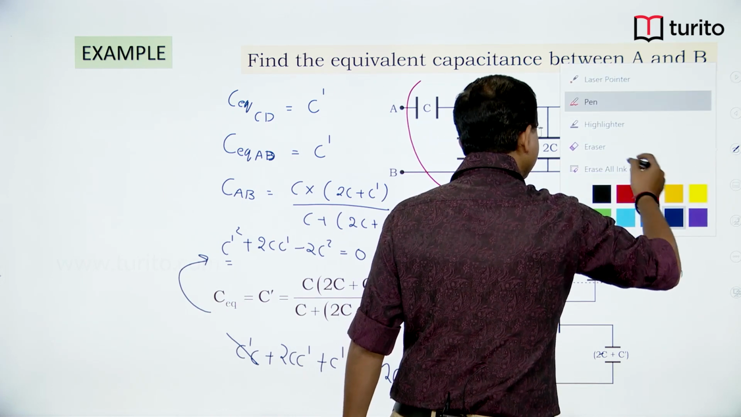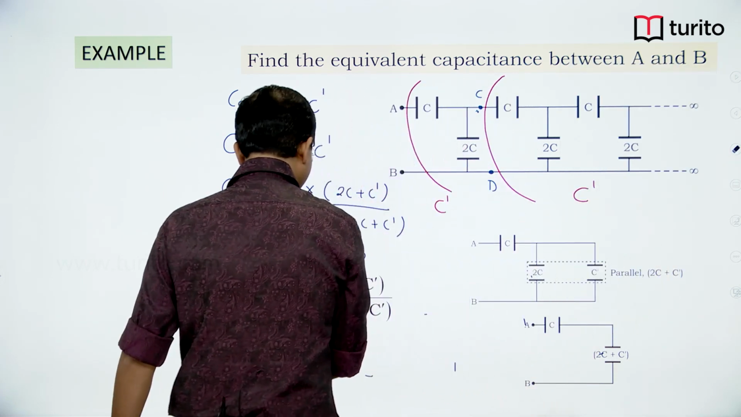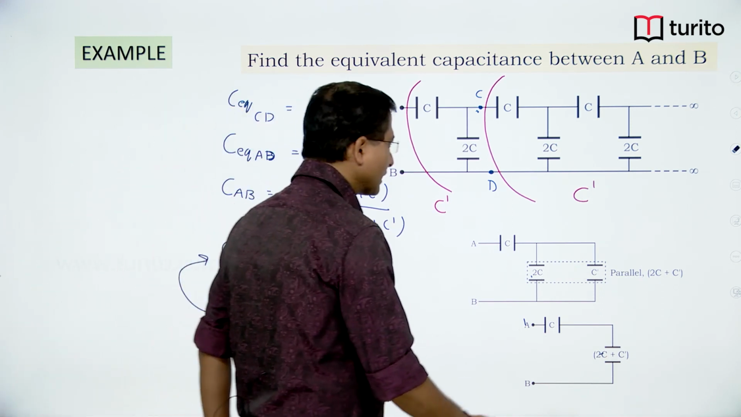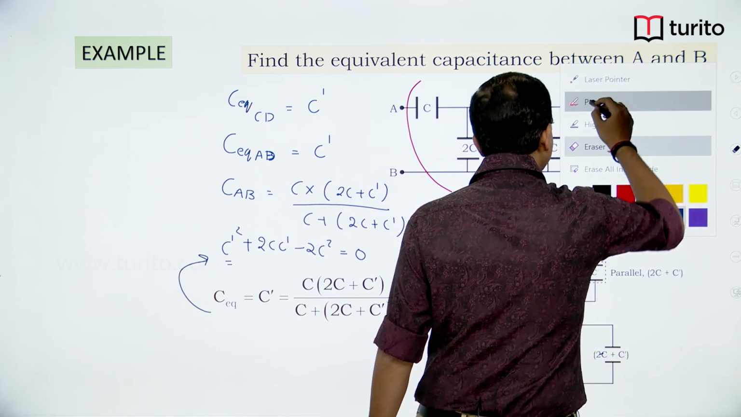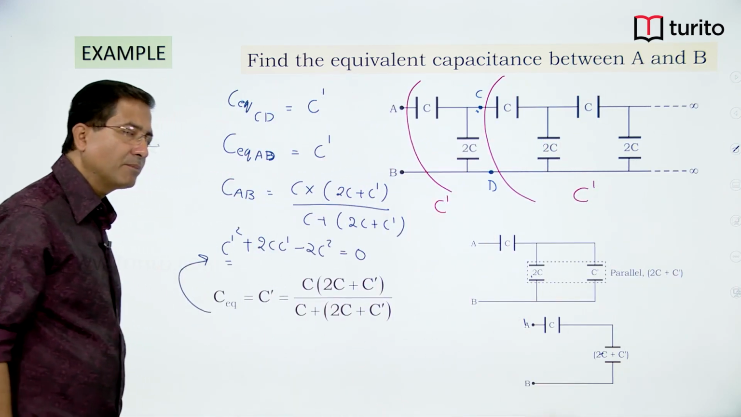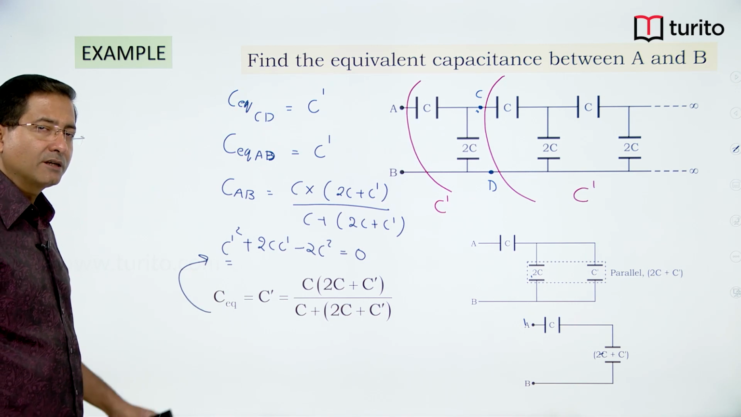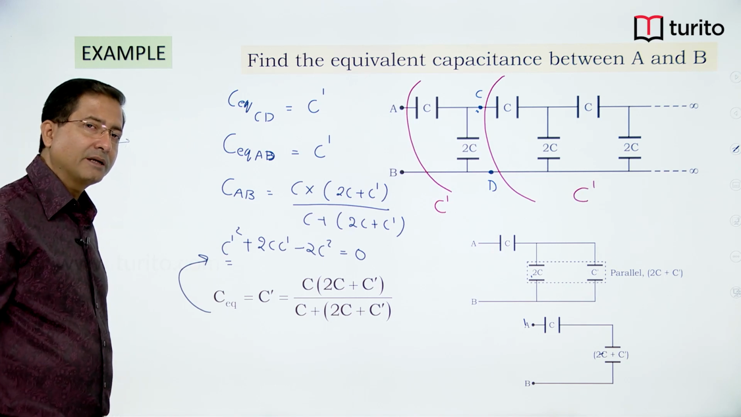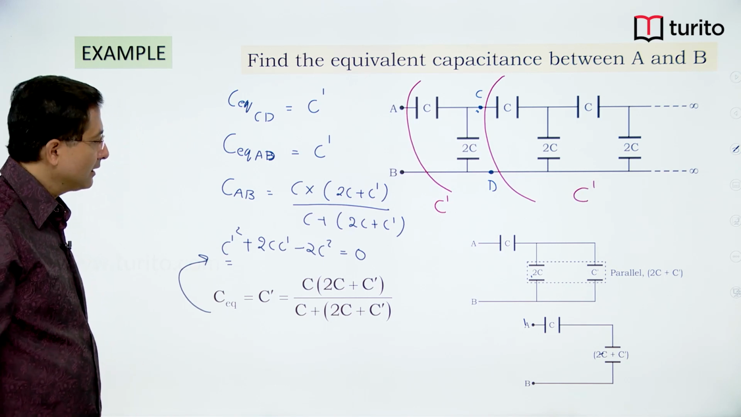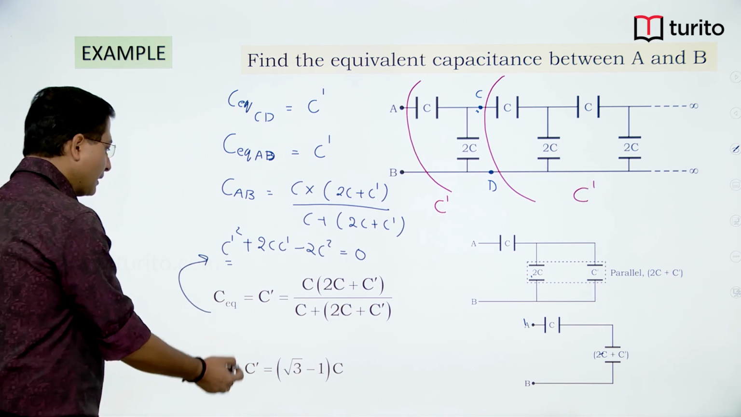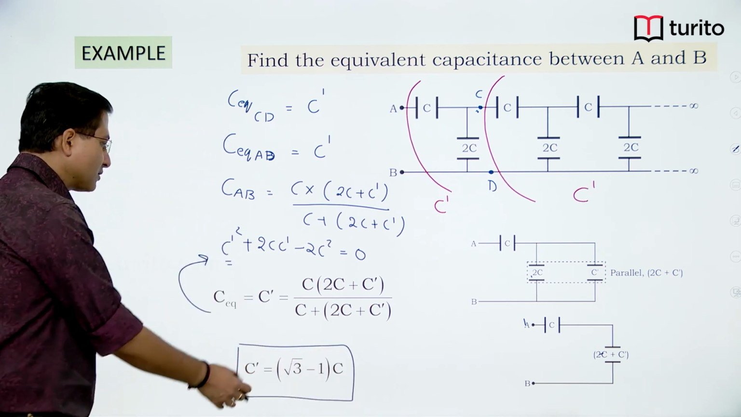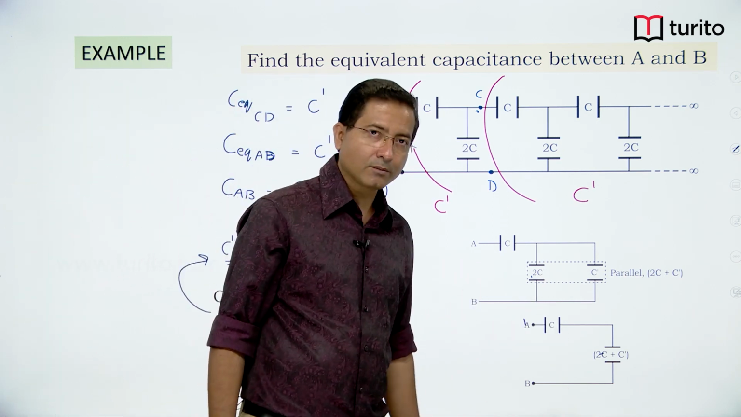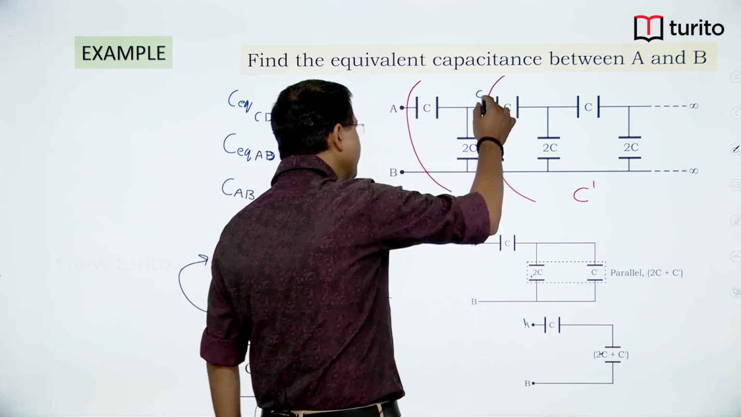So I can write the root of this equation: minus b plus minus under root b square minus 4ac divided by 2a will give me the root of this equation. As capacitance cannot be negative, I will leave the negative root, I will take only the positive root, and after solving I will get this one. You can simplify the equation and you can check, right. So this way we solve all ladder type of problems where the basic unit keeps repeating.